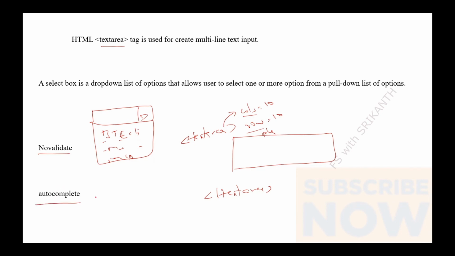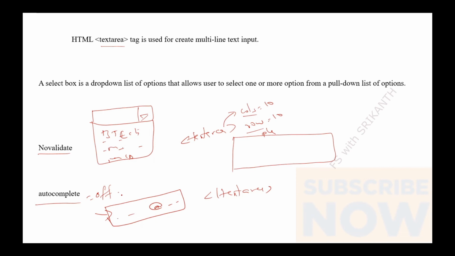And autocomplete, we are restricting the autocomplete. How? Suppose there is one text box, a text field. Previously we entered our Gmail address, but when we try another time, automatically the first-time username is visible. Right now the username is already filled. That type of autocomplete option, we are disabling with the help of autocomplete off. So these three options we are going to cover.